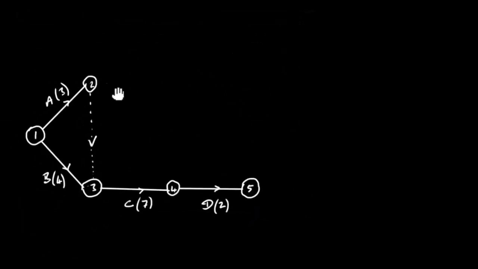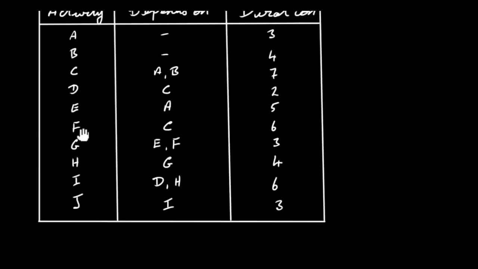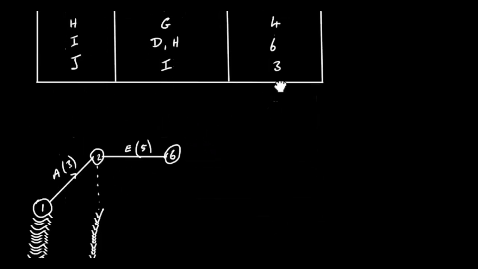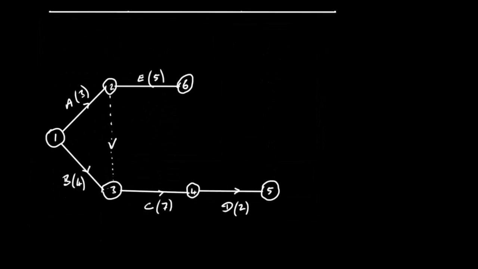So E depends on A. It's going to come out here, draw a node. This is going to be number 6. This is E, and it has duration 5 days. Let's have a look at F. F depends on C and has duration 6 days. F depends on C. So I can draw F, let's say up along here, and I can call this one number 7.